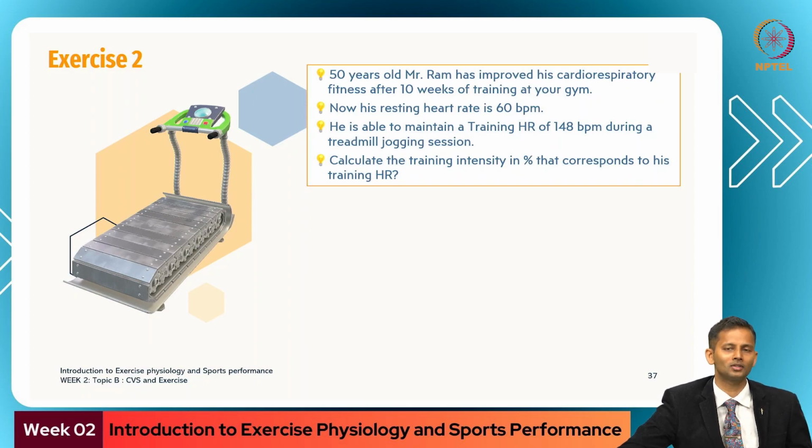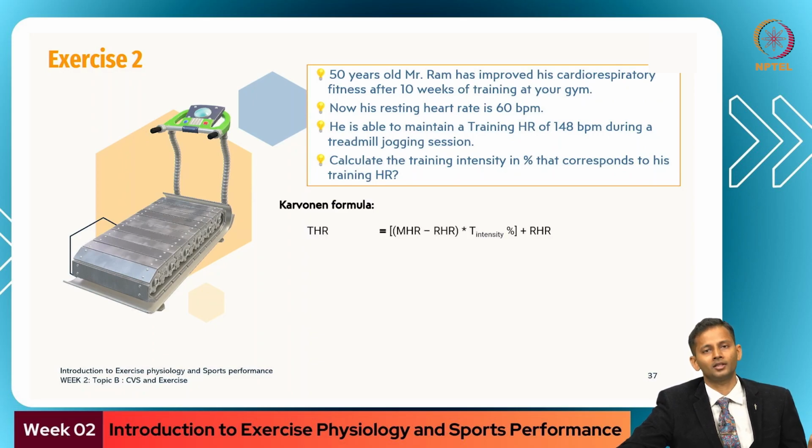This is a subsequent lecture which we will deal with later. This 60 beats per minute is the resting heart rate that you have measured. Then he was able to maintain a training heart rate even at 148 beats per minute during a treadmill jogging session. So you did a test wherein you found that his heart rate reached 148. Then how do you calculate the percentage at which he did the exercise treadmill session?